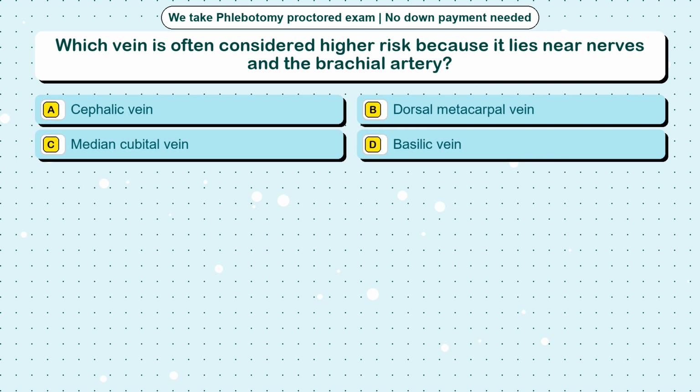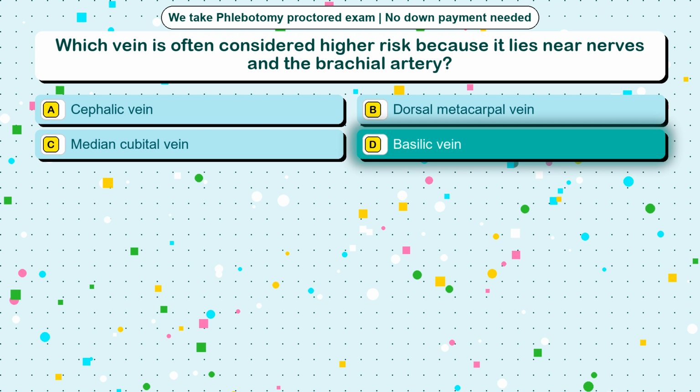Question 68. Which vein is often considered higher risk because it lies near nerves in the brachial artery? Option A, cephalic vein. Option B, dorsal metacarpal vein. Option C, median cubital vein. Option D, basilic vein. The correct answer is option D, basilic vein.